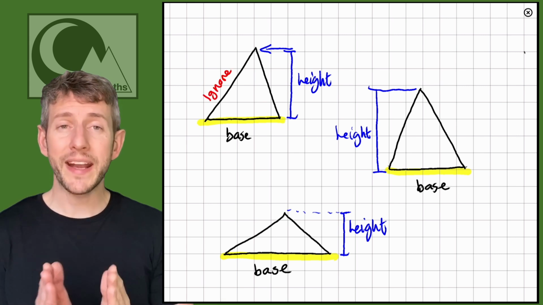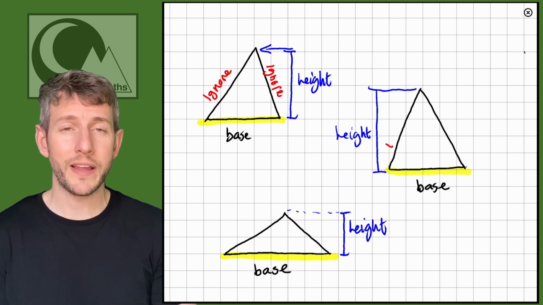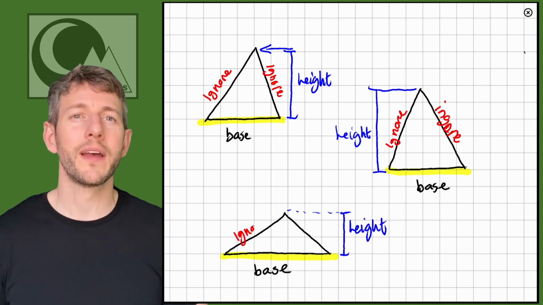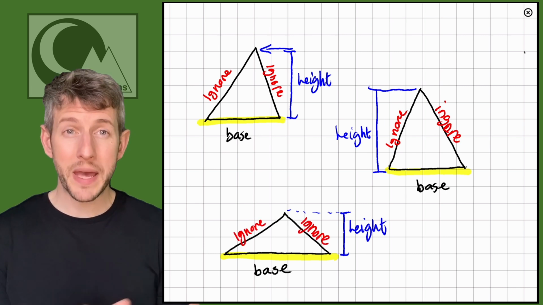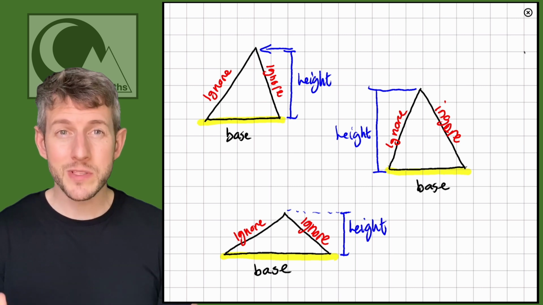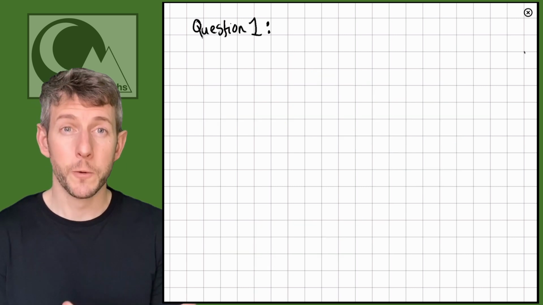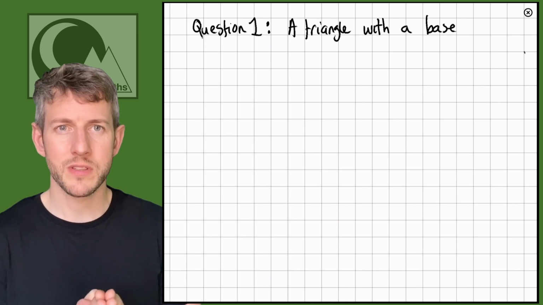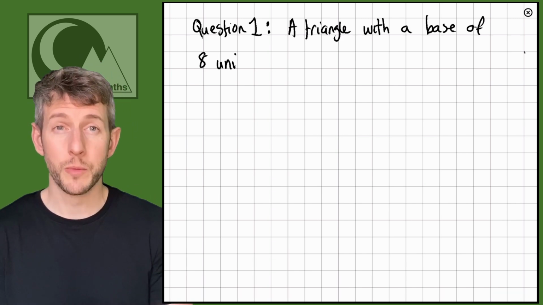If they give you any other size to the triangle in your test, or just in any examples, just ignore them. You only need the base and the height. Everything else is a red herring. So let's have a look at some examples. Here we've got question 1.